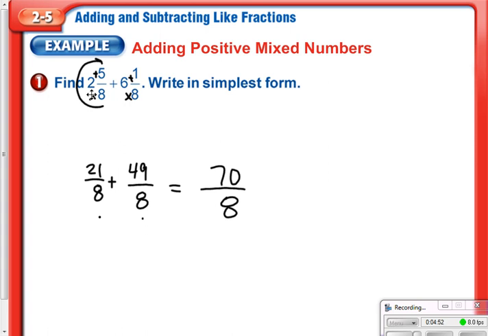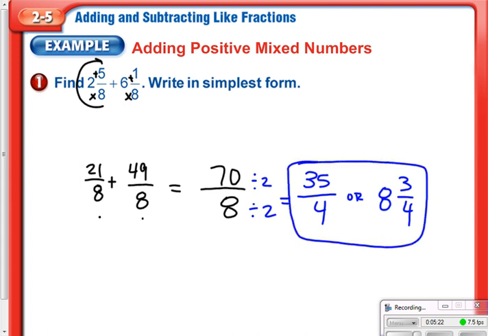Not done here. We can go ahead and reduce this problem. Divide numerator and denominator by 2, and we have 35/4, or again you can write this as that mixed number. To do so, 35/4 would convert to, well, 4 goes into 35 8 times, giving us a remainder of 3, and the denominator stays 4. Either one of these would be acceptable for this answer.